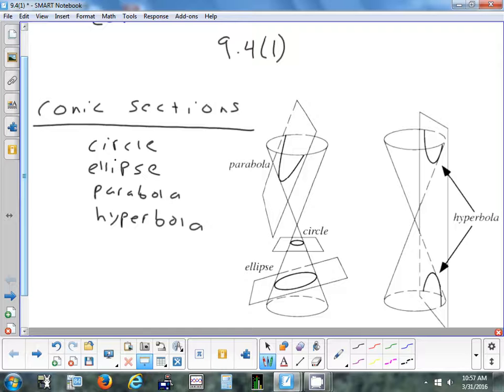Right, so we've talked a little bit about circles. So we're not going to study that conic section too much. We're going to really focus on the parabola, then the ellipse, then the hyperbola, those 3. Okay, any questions on just kind of the general idea of what the 4 conic sections are?